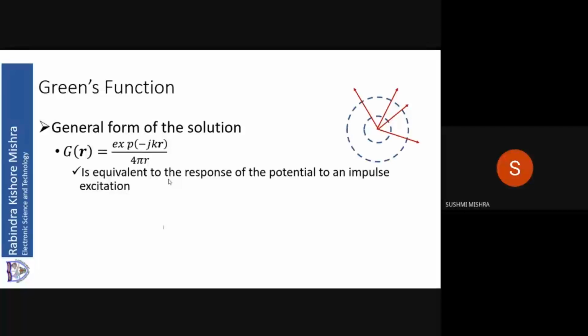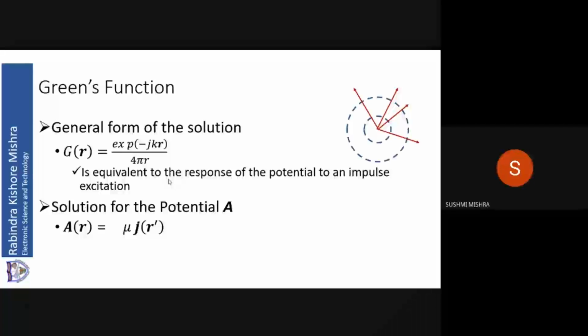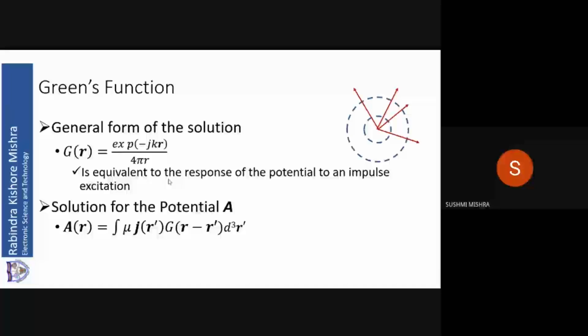Right. So this is equivalent to the response of the potential to an impulse excitation that we have seen. Therefore, the solution to the potential A will be A(r) is equal to mu integration J(r') G(r minus r') dv', which is the convolution. So we have found out what will be the solution for the potential if we are considering the time harmonic case. The time harmonic case makes our life somewhat easier.